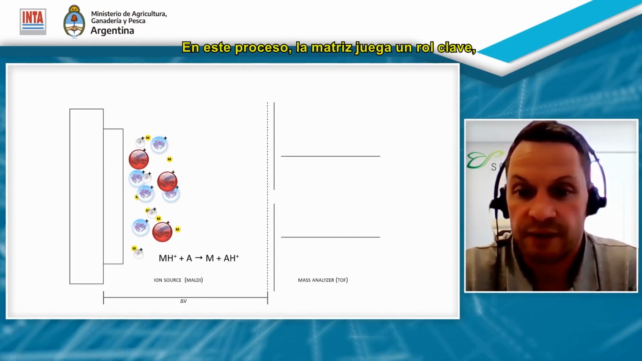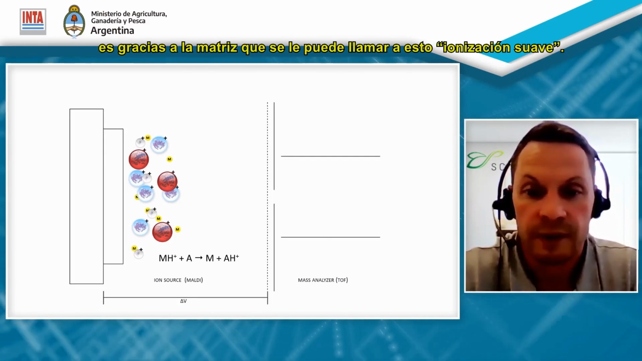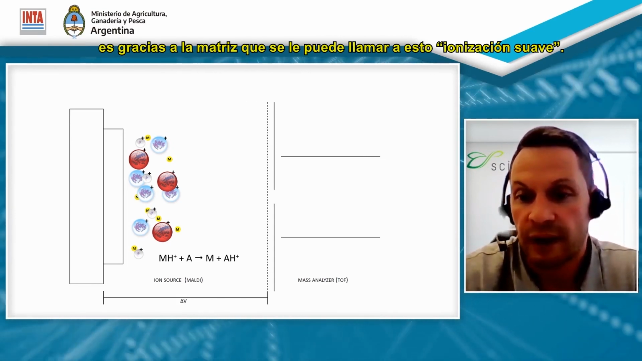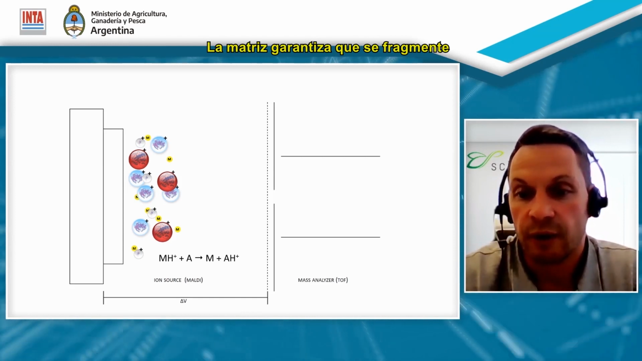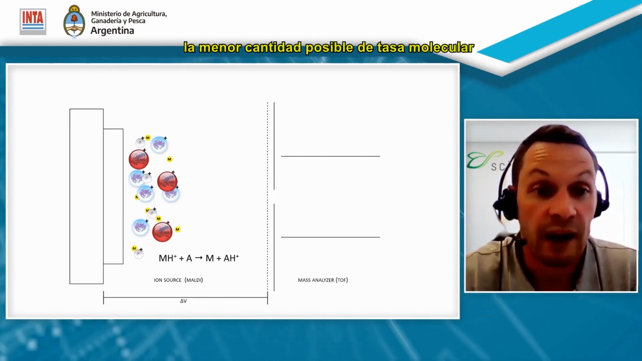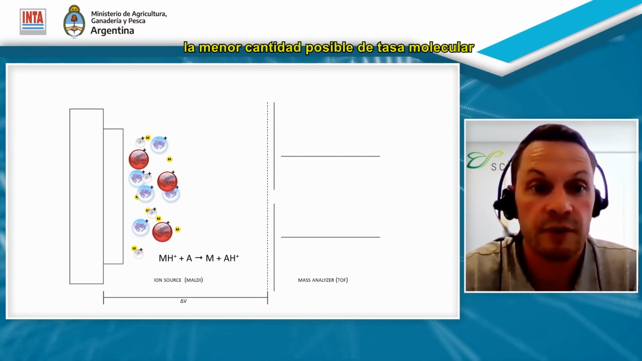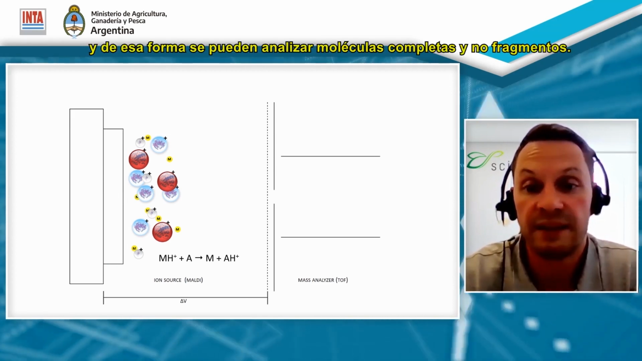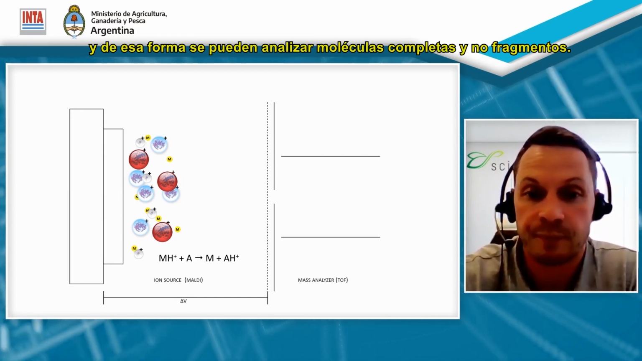Now, in this process, the matrix plays a crucial role. It's thanks to the matrix that we are talking about soft ionization. The matrix guarantees that high molecular weight molecules are not being fragmented. So we can actually analyze complete molecules and not fragments.